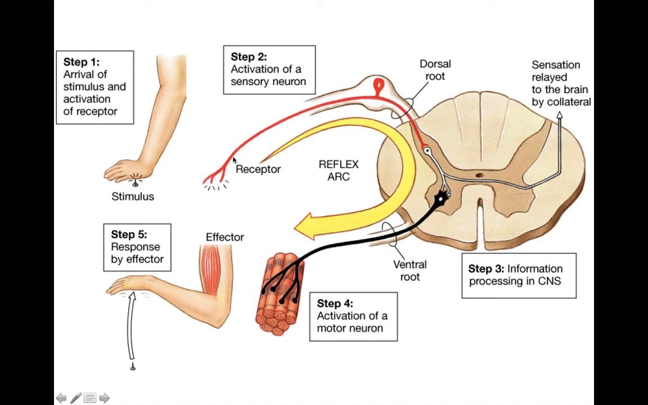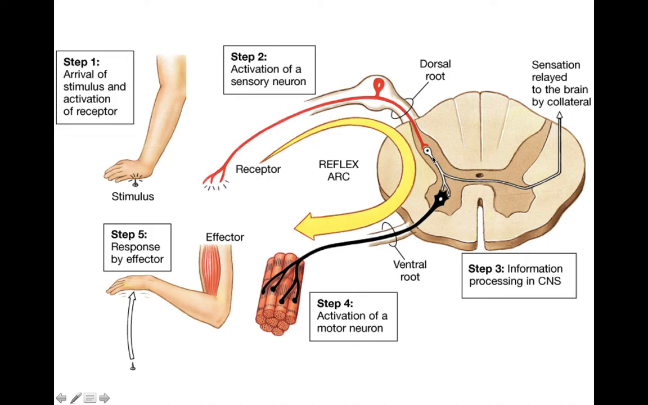Step 2 is that information has to travel along sensory neurons into the gray matter, so through the dorsal root into the gray matter of the spinal cord. Step 3 is information processing within the CNS, so meaning this sensory neuron is going to synapse with the appropriate motor interneurons and motor neurons within the CNS. So there's information processing, very basic information processing, but it's still information processing. So we have these synapses taking place in the gray matter of the spinal cord.